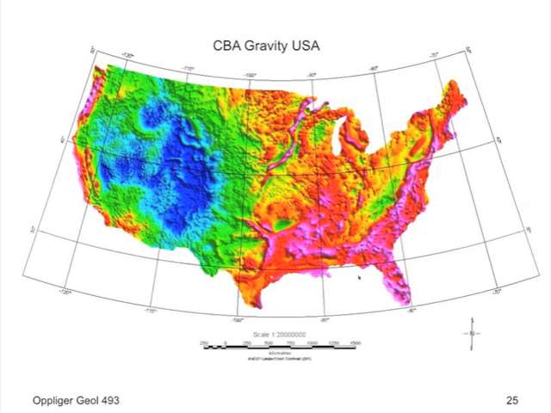Here's a view of the complete Bouguer anomaly throughout the continental U.S. I could probably spend a whole hour just talking about the various anomalies. Notice that here in northern Nevada, we're in a very light area. We have a light Bouguer anomaly. It's going to be a negative number. I think it's just under negative 200 milligals.